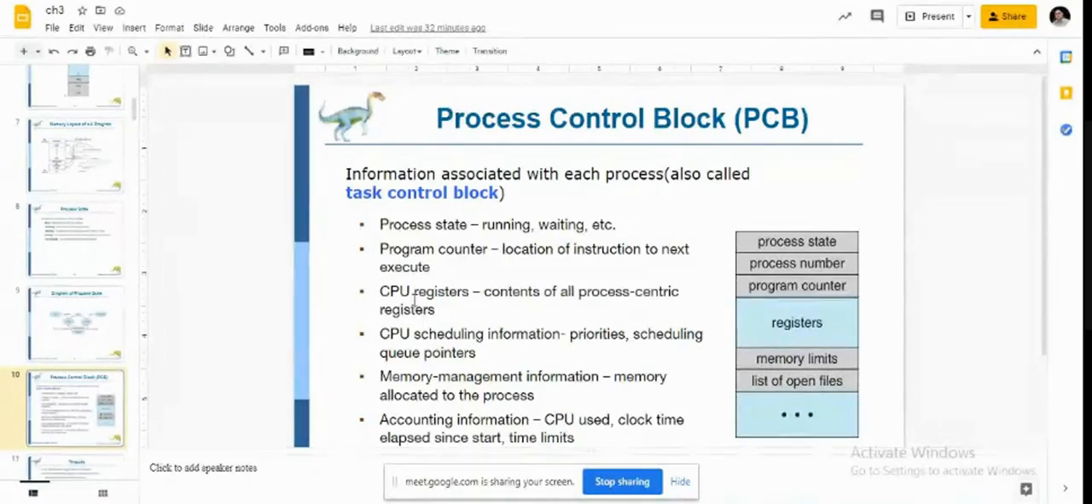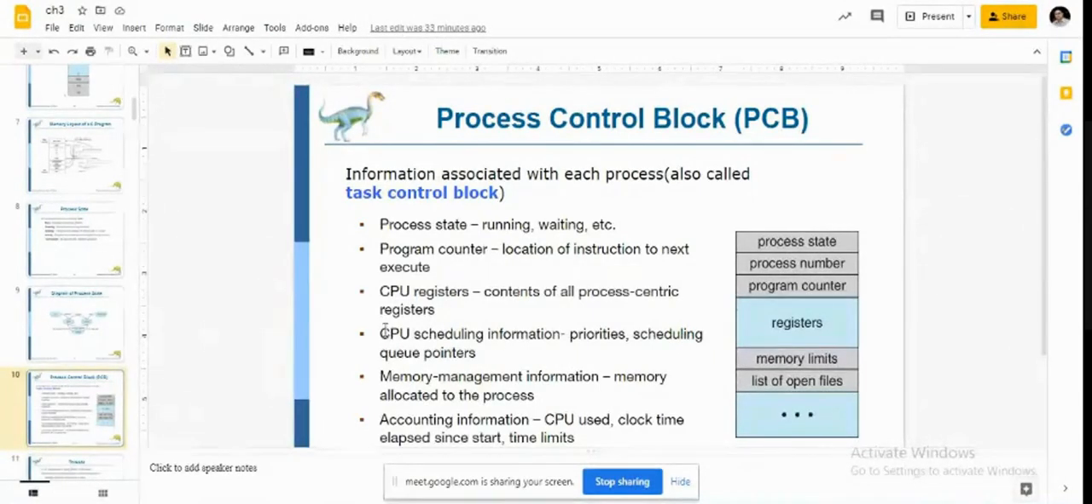CPU registers: if some mathematical operations happened previously for this process, then each and every variable and register information is required for that particular process. CPU scheduling information means how the sequence of execution of the processes will be decided by the operating system, in which manner: first come first serve, some priority basis, or a time slice based measure. We will learn these different techniques.